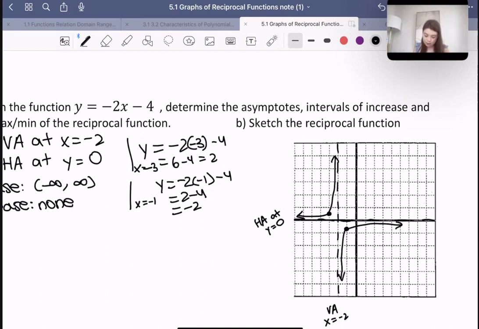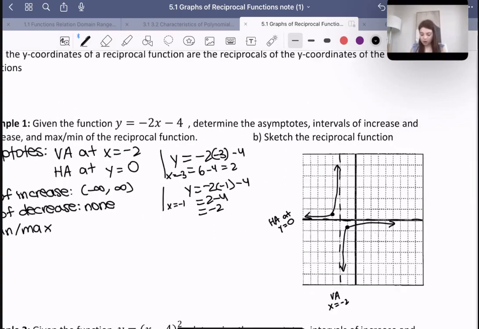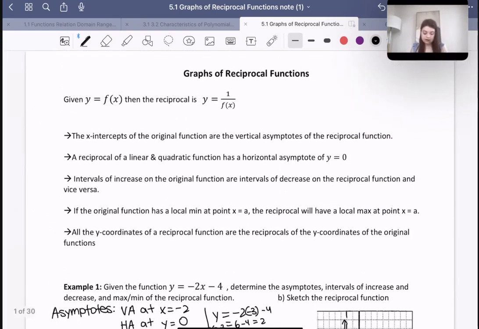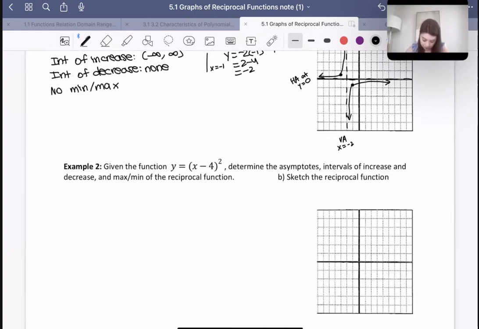And there we go. So, long story short, by going through each of these steps one by one, we're able to figure out things about the original function, find out things about our new function, and then apply them and use it to graph. And that's great. Okay, let's move on to example 2.